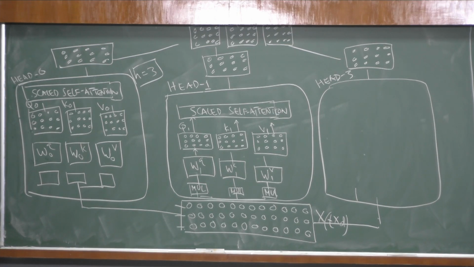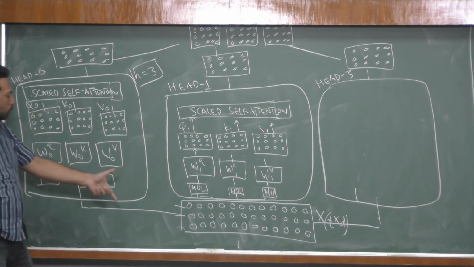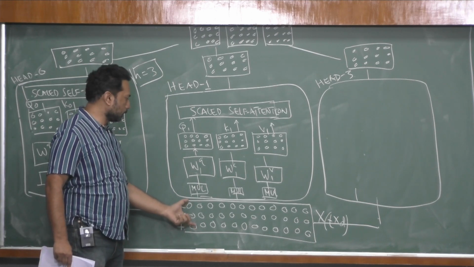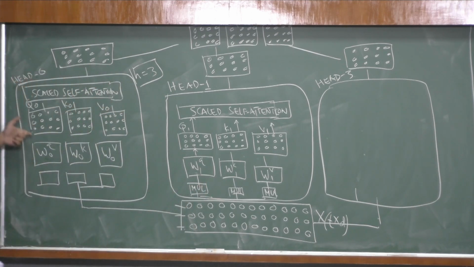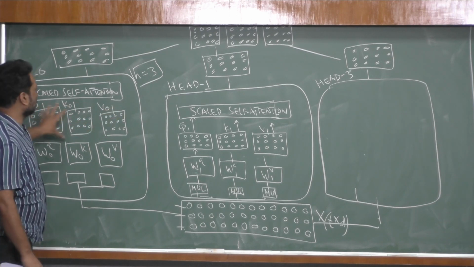So hence you adjusted that although the input was 12 dimensional, D was 12, now you reduce it to D by H. So 12 by 3 is 4. So these are now 4-dimensional keys, 4-dimensional. If I add up the memory, then it is kind of the query.